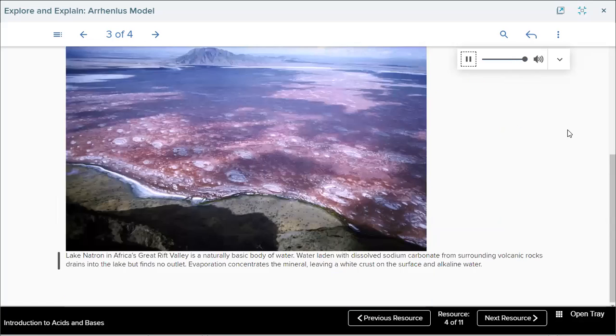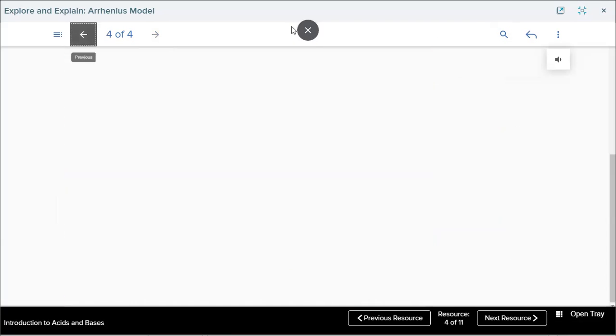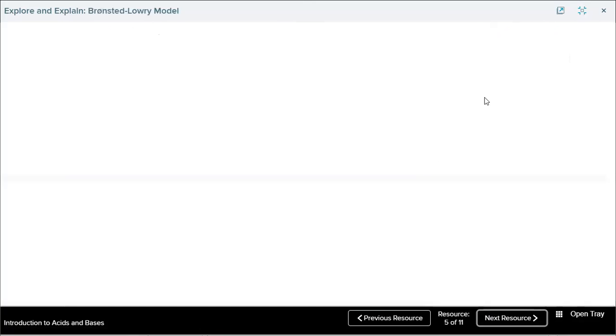Lake Natron in Africa's Great Rift Valley is a naturally basic body of water. Water laden with dissolved sodium carbonate from surrounding volcanic rocks drains into the lake but finds no outlet. Evaporation concentrates the mineral, leaving a white crust on the surface and alkaline water. So this is the shortcoming of Arrhenius.